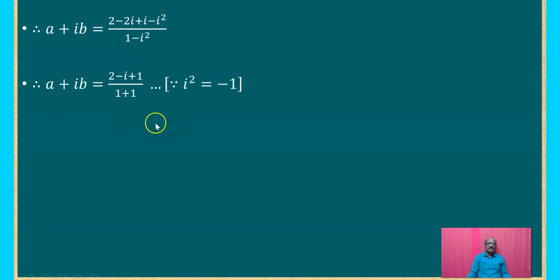Here you will get i squared is minus 1, minus and minus will become plus 1. Minus 2i plus i is minus i. 2 plus 1 will become 3. In the denominator, i squared is again minus 1, minus and minus become plus, 1 plus 1 is 2. Therefore, a plus ib is equal to 3 minus i upon 2, which is 3 upon 2, separated, minus 1 upon 2 i.